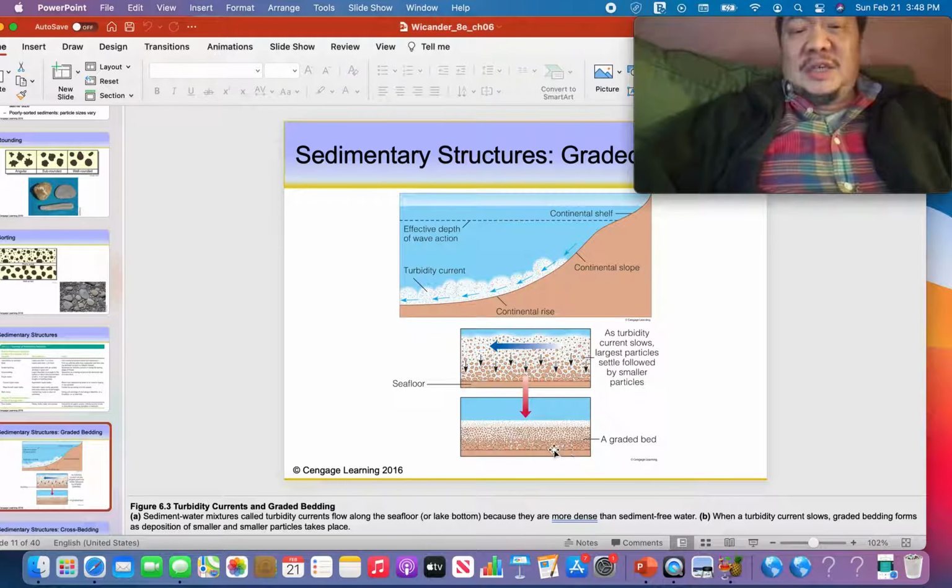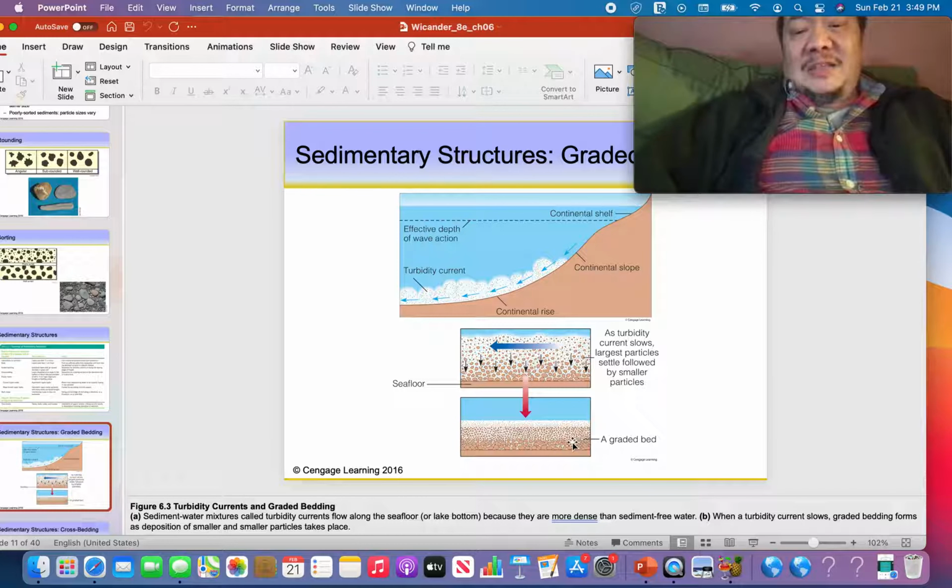So within a single sedimentary bed, you will see a sharp change in grain size as you go from top to bottom, or better yet, since we're working in historical geology, from bottom to top, the grain size fines, so that you'll find coarse pebbles on the bottom of a graded bed.